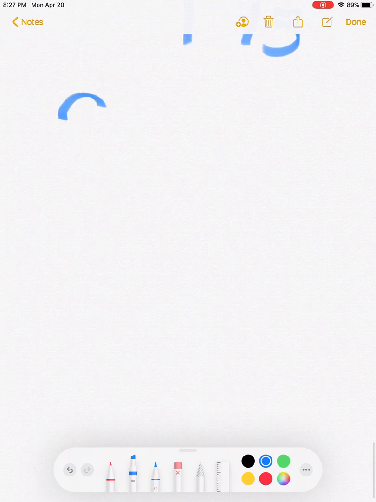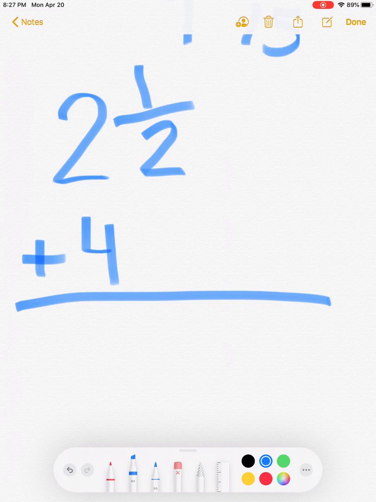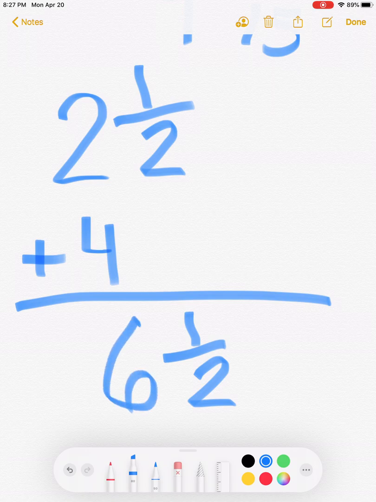Look at this one. 2 1/2 plus 4. Here we have a whole number without a fraction, then we have a mixed number. In this case, remember, you always do the fraction part first, so that would be 1/2 plus nothing is 1/2. 2 plus 4 is 6. Does that make sense?